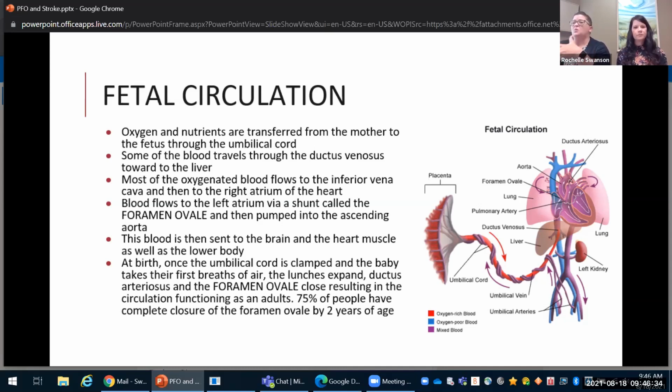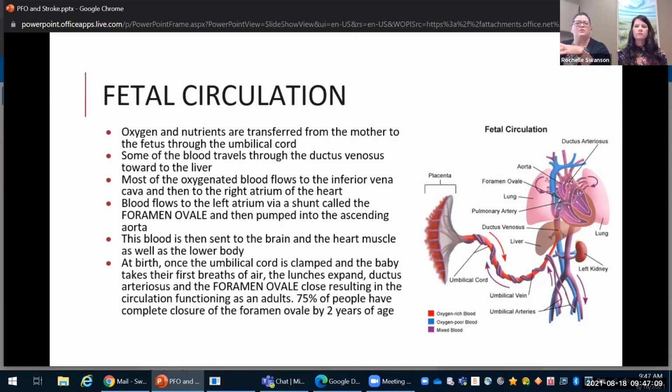Once the child is born, the umbilical cord is then clamped and the baby takes their first breath of air. This is the typo. We've changed it 3 times. Not sure why it didn't change on here, but the lungs expand. And when that happens, these openings that were created to get that oxygenated blood and those nutrients then begin to close. So the foramen ovale starts to close once that first breath is taken, which ultimately will result in the circulation functioning that we have as adults.